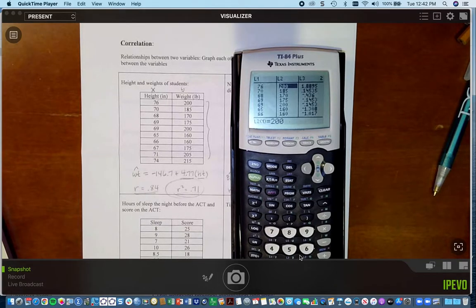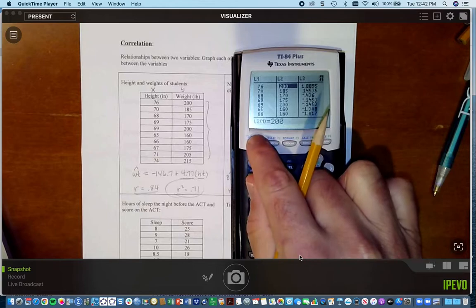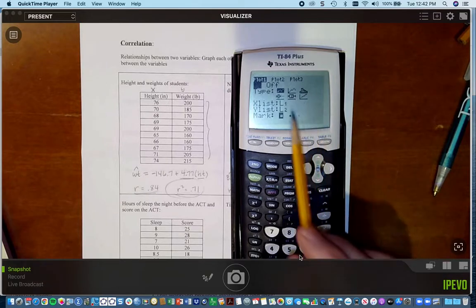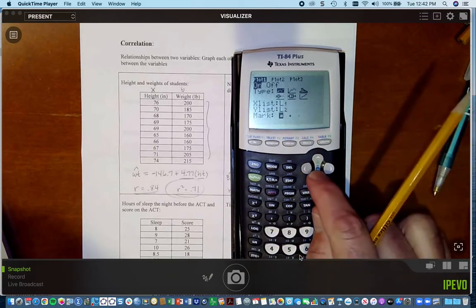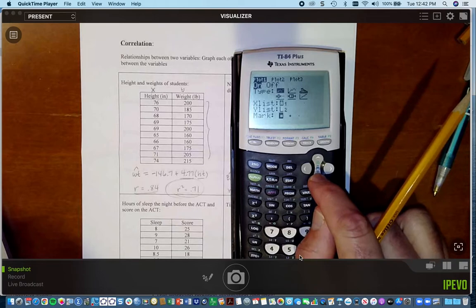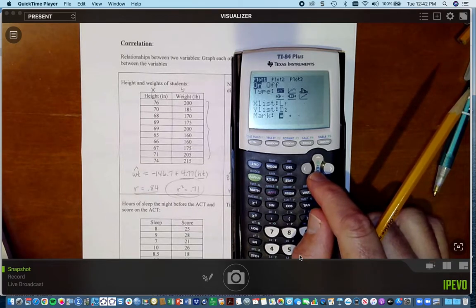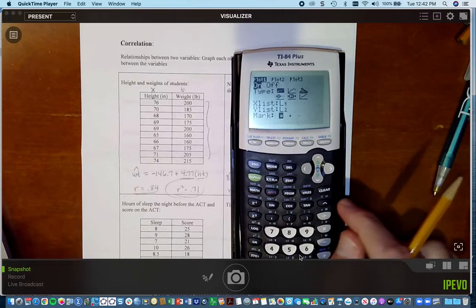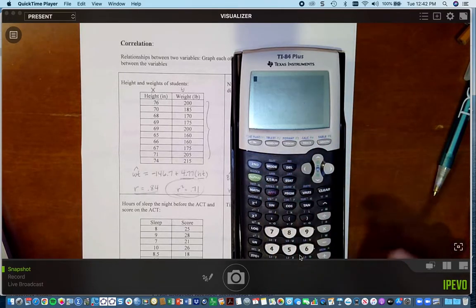All right, so one of the things that we did is we set up the stat plot, second and then y equals. So I choose the type of graph as this first one. Okay, I want list 1 and list 2, and I'm going to use the square as the symbol. All right, and then I need to exit out of here.